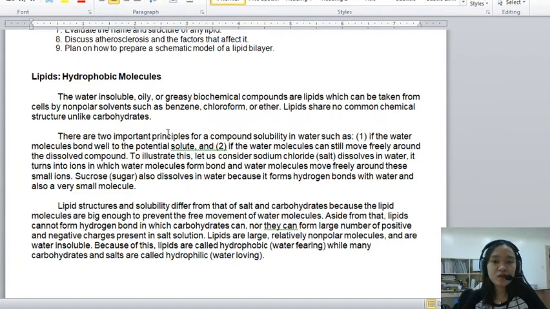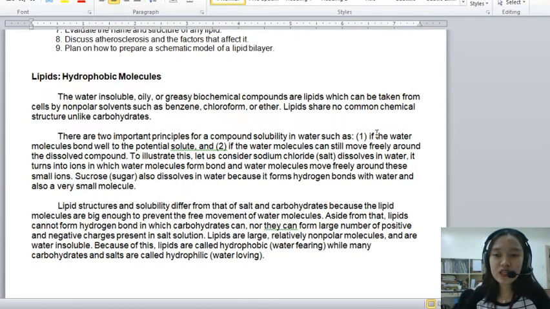So, there are two important principles for a compound's solubility in water: if the water molecules bond well to the potential solute, and if the water molecules can still move freely around the dissolved compounds. So these two categories must be present in a compound in order for the compound to be soluble in water. So one example natin dyan is yung carbohydrates.